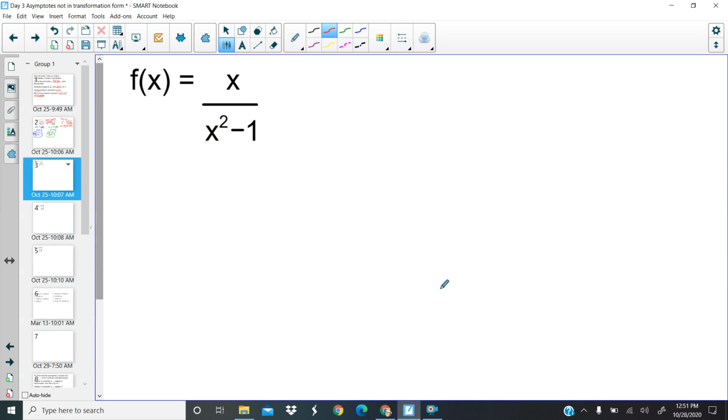So then we're going to go ahead and do another example. In this one, we have x on the top. X can't be factored down into anything simpler, so we're just going to leave that x as our numerator. And then we have x squared minus 1 as our denominator, which we already factored on the last slide into x plus 1 and x minus 1.